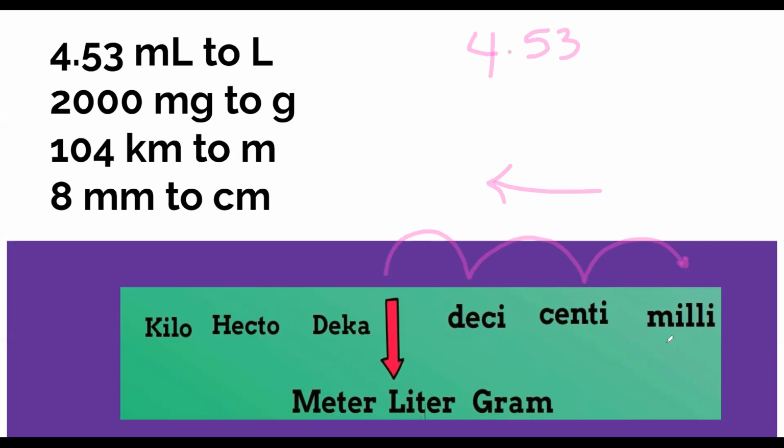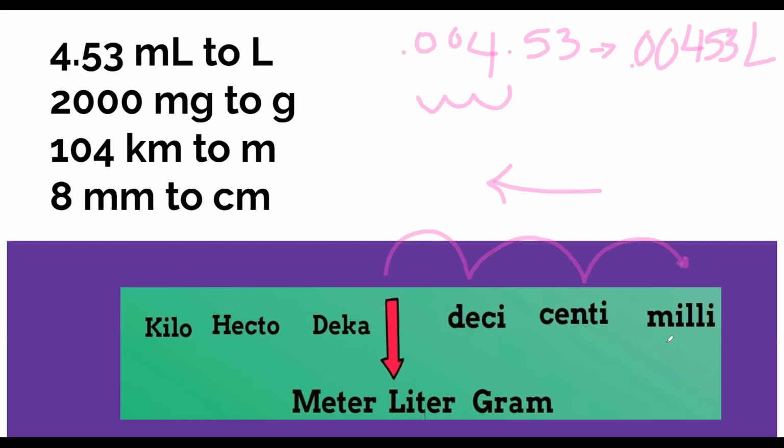So if I move it 3 spaces to the left, I have 1, 2, 3. I would need to add 2 zeros in front of that, and then my decimal place would move to the front. So this would now become 0.00453, and liters is a capital L. Make sure you guys pay attention to stuff like that.